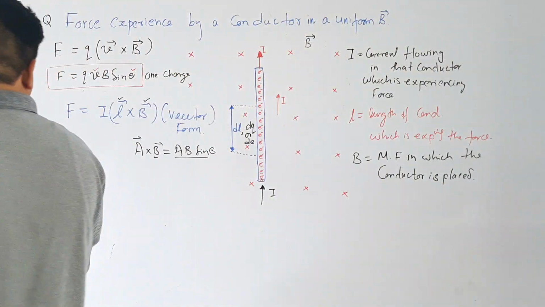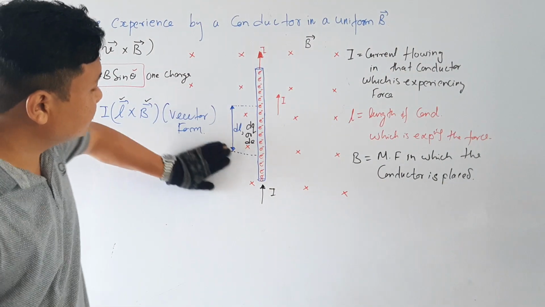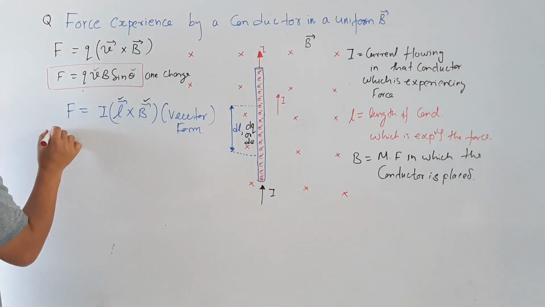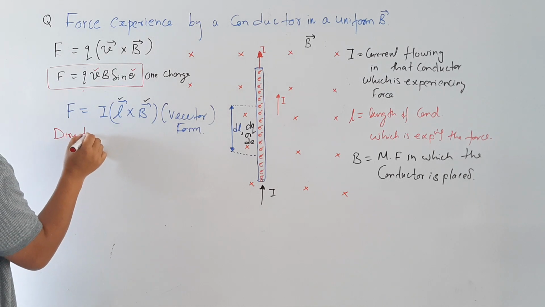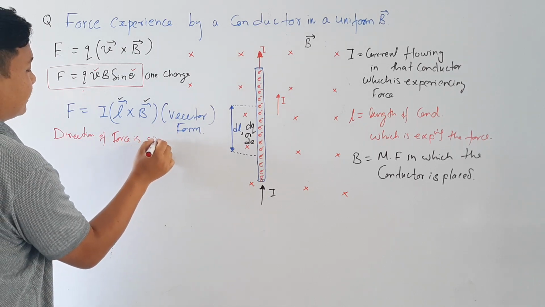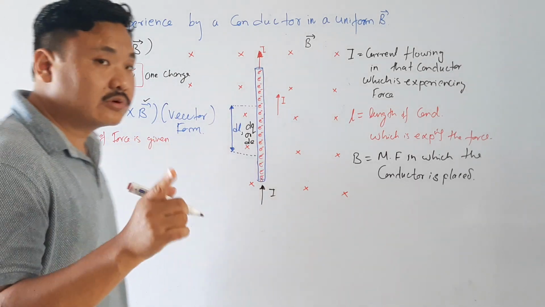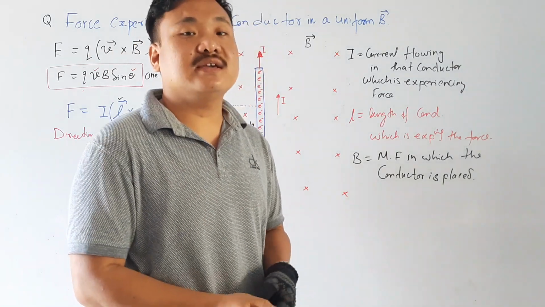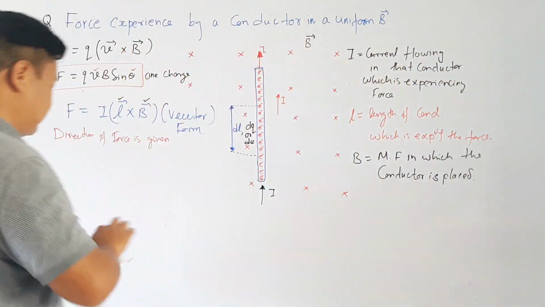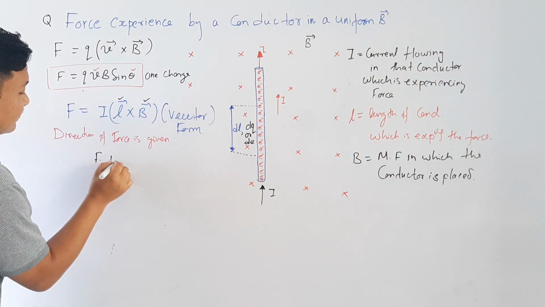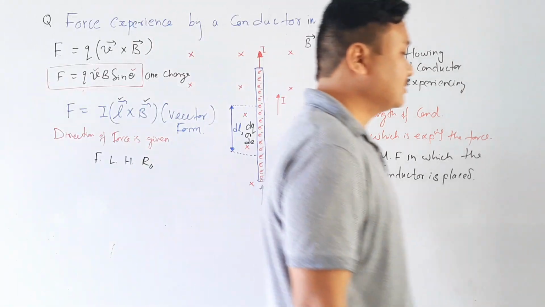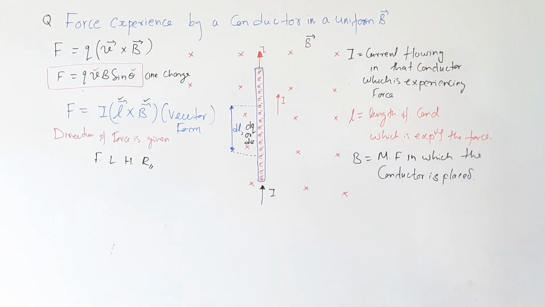Now there is one more thing. What is force? It is a vector quantity, so it must have a direction. Okay, so the direction of force is given by the cross product rule or Fleming's left hand rule. Yes, Fleming's left hand rule. So I will just write Fleming's left hand rule. The direction of force is given by Fleming's left hand rule.